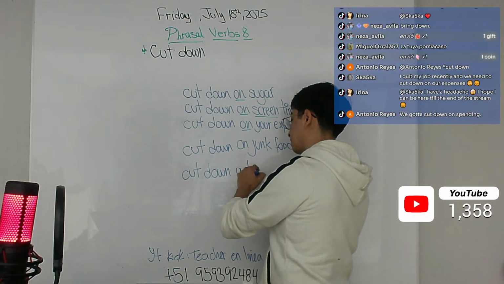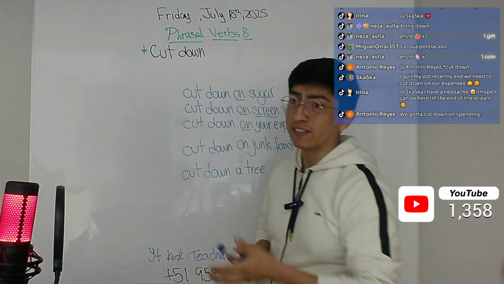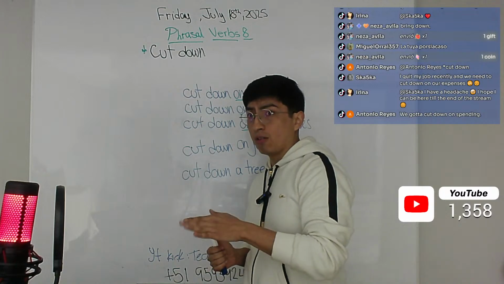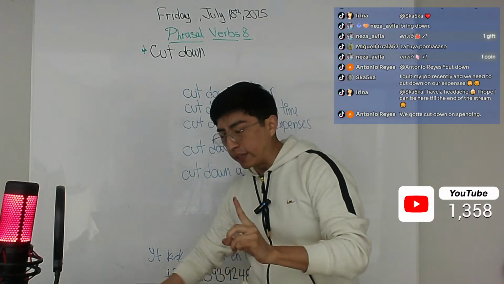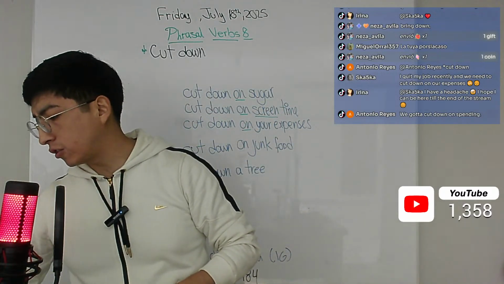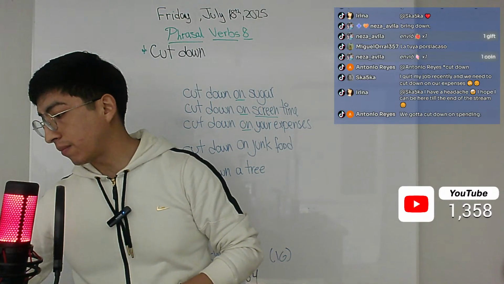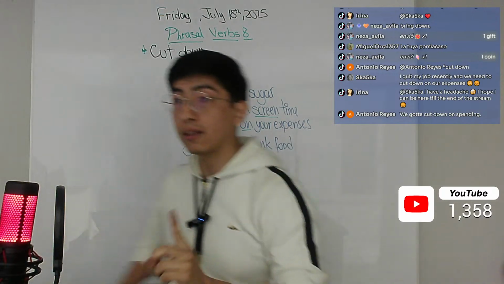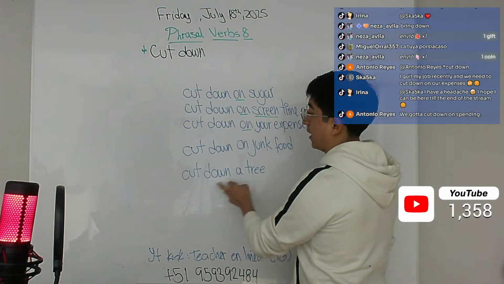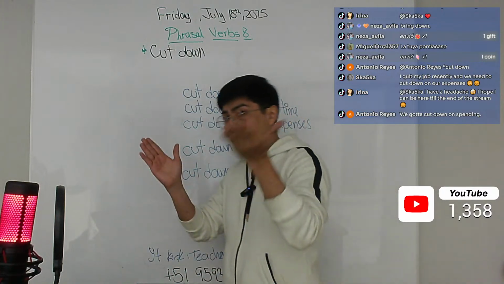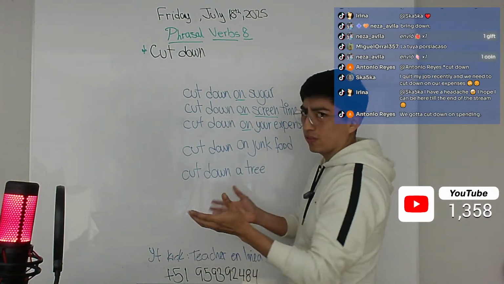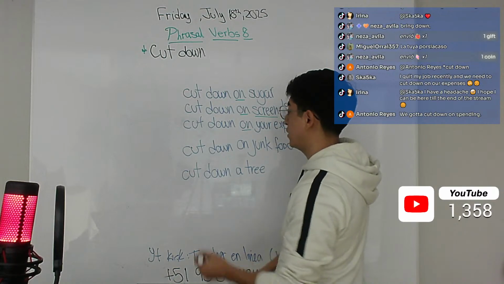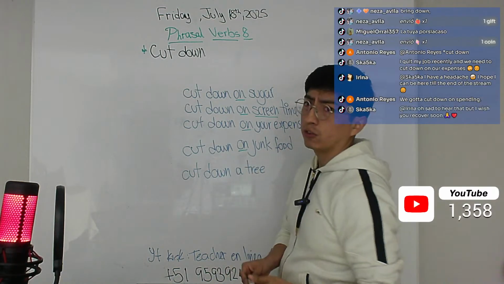a tree. If we're talking about deforestation, deforestation means cutting down trees. So only for this example, we are not using "on." Keep that in mind, guys. We don't use "cut down on a tree." No, "cut down a tree," because in this case we're talking about taking this tree out of one place. For the rest, if you're talking about reducing something, you have to use "on."